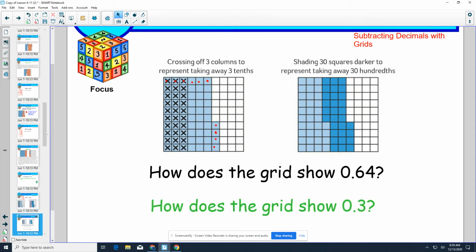So how does the grid reveal 3 tenths? Okay, subtracting what we know, 3 tenths on the hundredths grid can also be written as 30 hundredths. Right, so I have 10, 20, 30 that I marked off.